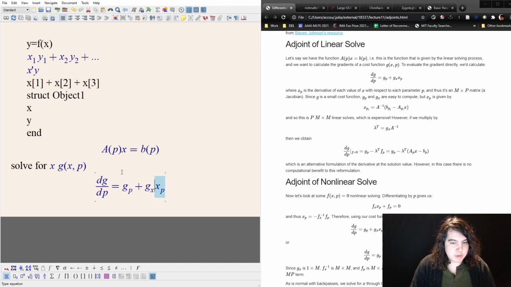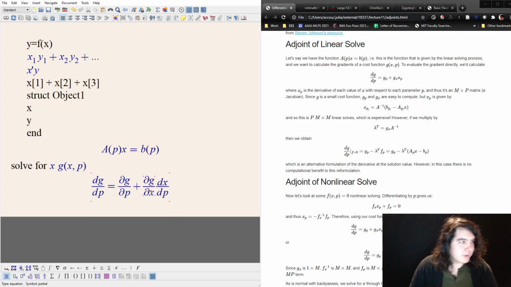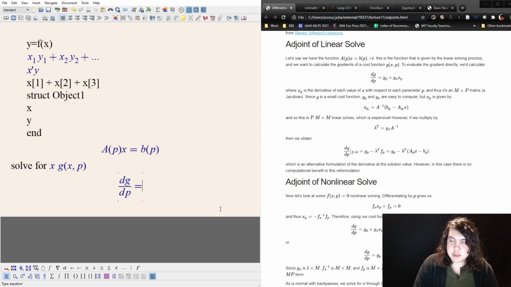If you need to write this out a little bit more, this is saying partial g partial p plus partial g partial x and then dx dp. You can't actually cancel, but this is where it comes from. The way that I'm writing my partial derivatives here is just g sub p, that's partial g partial p, because otherwise there's going to be way too much notation. You might know this notation from PDE literature, partial differential equation literature, which writes partial derivatives like this all the time. So this is the partial derivative of x with respect to p.